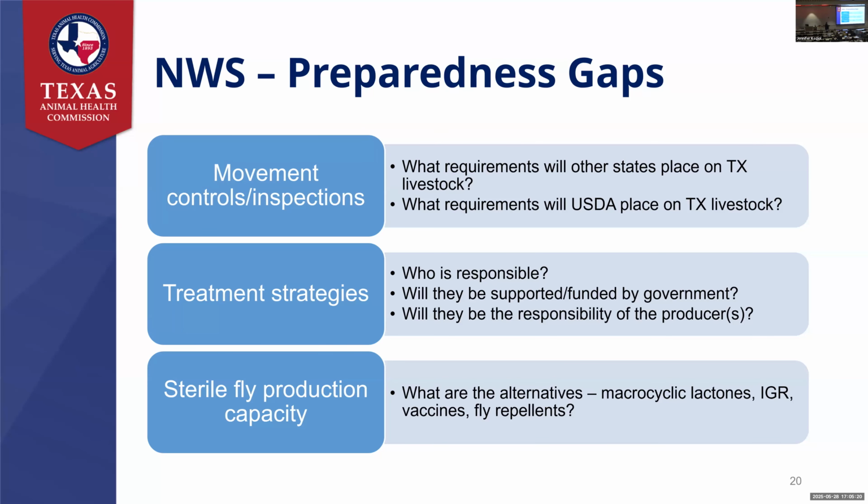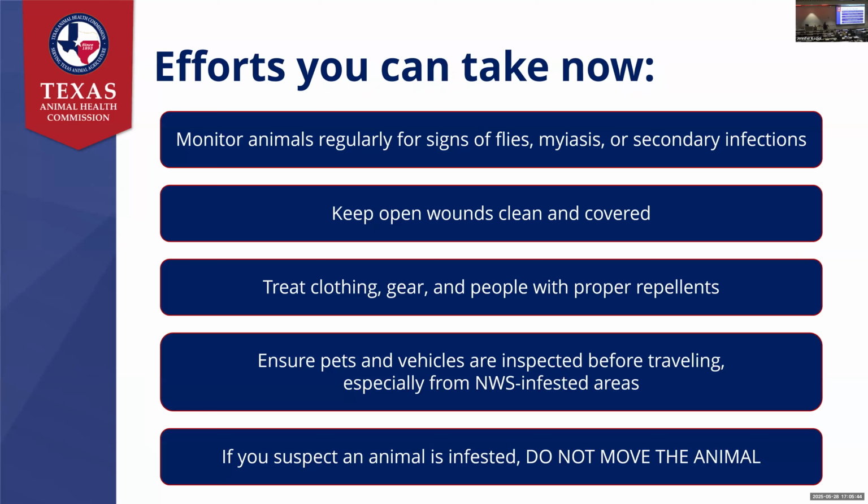Sterile fly production: what alternatives do we have? We've talked about some different macrocyclic lactones that are available, growth inhibitors. There's a company that can possibly make a vaccine against larvae development. So those are just some of the gaps that we've dealt with along the way and are dealing with on a daily basis to prepare for this fight that lies ahead.